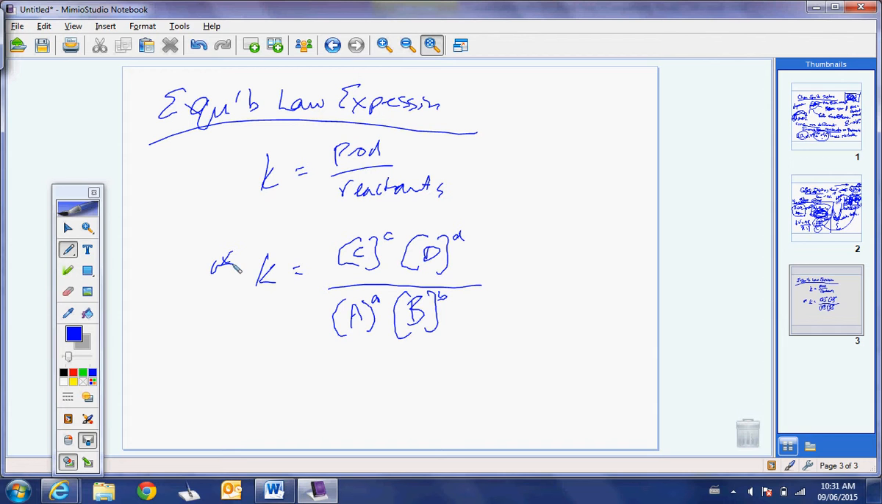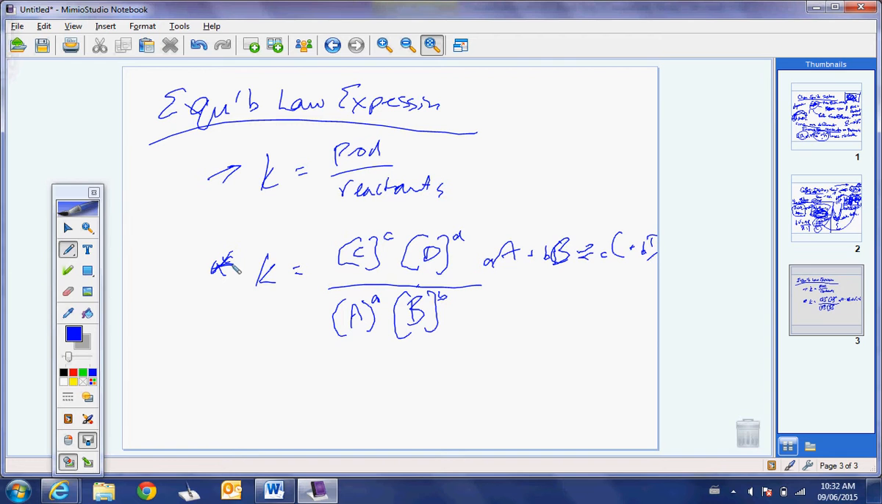What we think in our head is this one, because that's helpful. This isn't very helpful, but it's more correct, because you're talking about aA plus bB at equilibrium with cC plus dD. So this is the official general expression, but we always say products over reactants.